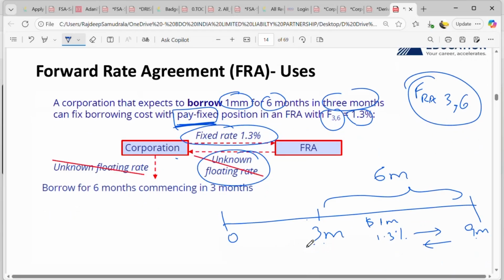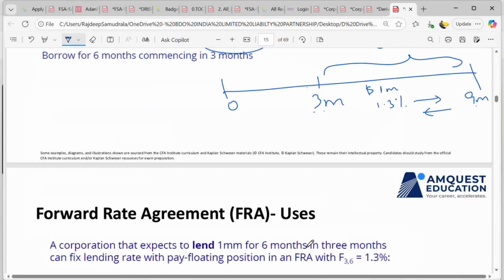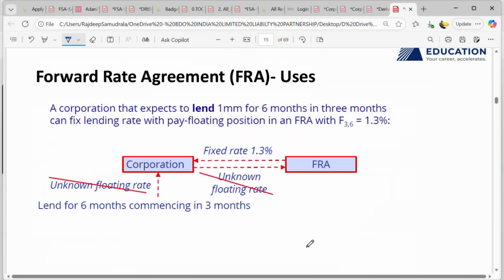मैं वही बोल रहा हूँ बार-बार. Timeline बना दो, your answer will be always correct. Just make sure you have the timeline set. अभी उल्टा है. Company is lending for 6 months in 3 months and can fix the lending rate with a pay float position. Pay float. Pay float means what? In FRA. Now what does it mean?